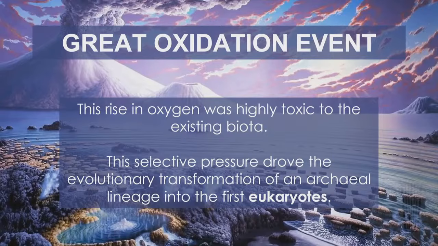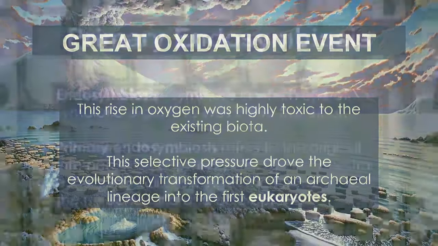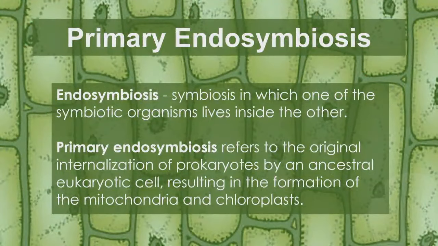So the selective pressure drove evolutionary transformation, the archaeal lineage, into the first eukaryotes. And this is important when we're talking about the basic way life is divided up. You have eukaryotes, prokaryotes, archaea, these different life forms. And so this is kind of what drove evolution into the first eukaryotes. And this is when we get to the idea of endosymbiosis. So endosymbiosis is where symbiotic organisms live, and one symbiotic organism lives inside of the other.